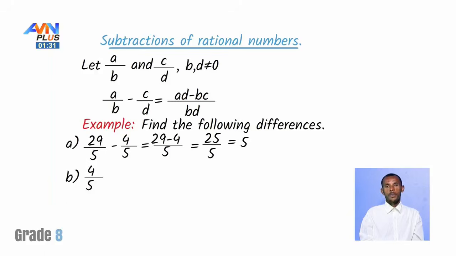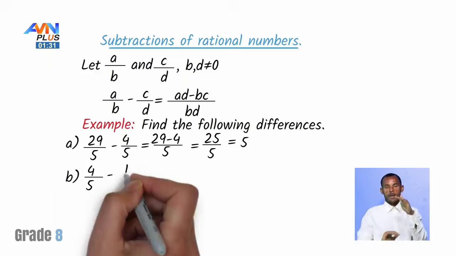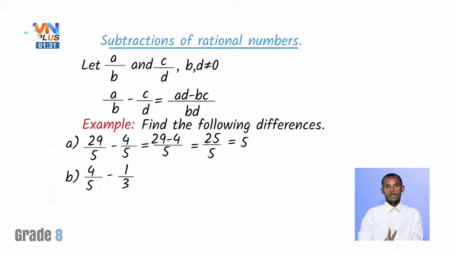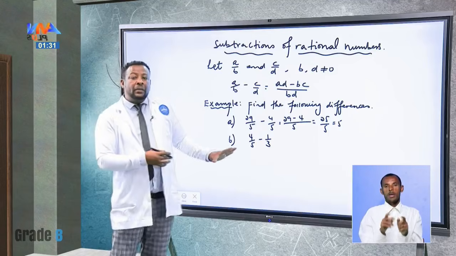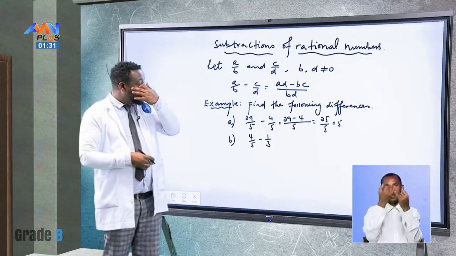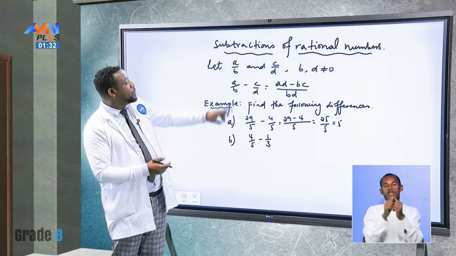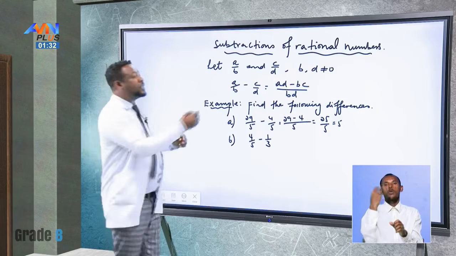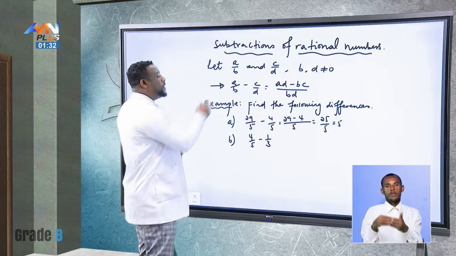4 over 5 minus 1 over 3. Clearly these two fractions have different denominators, so we can apply the procedure that I stated here.